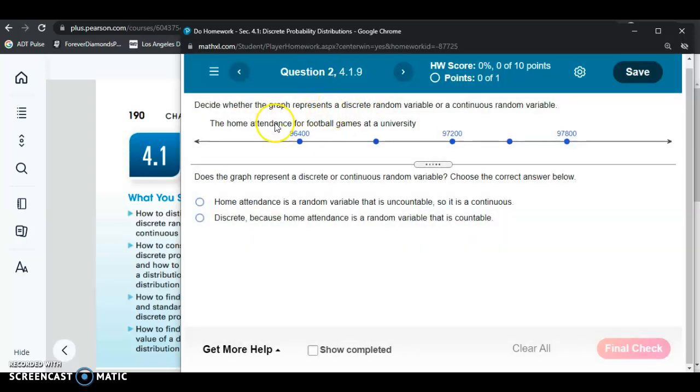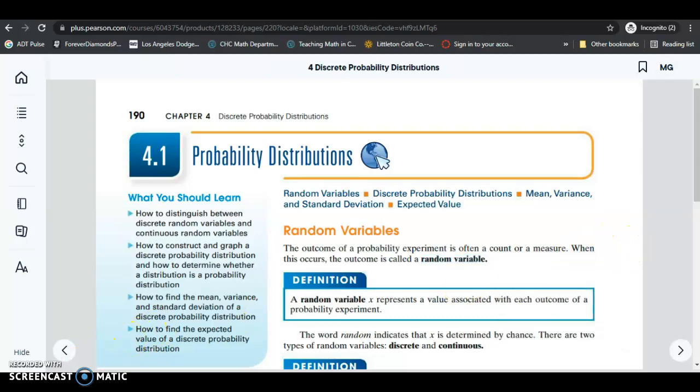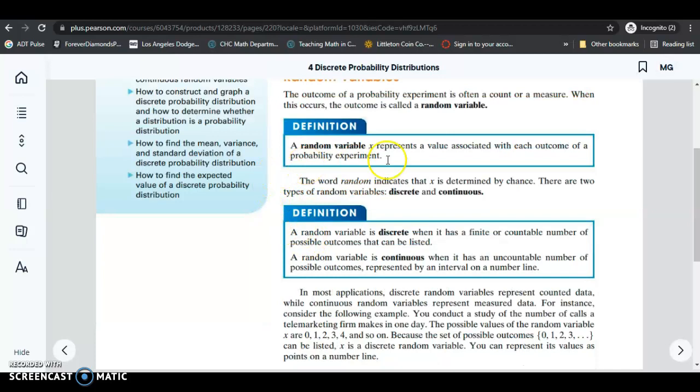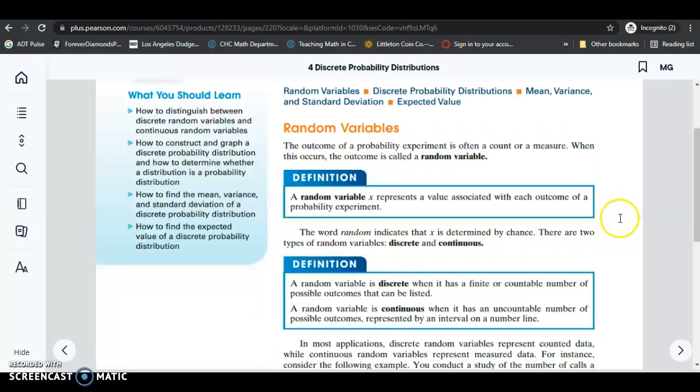Okay, and question 2 says, decide whether the graph represents a discrete random variable or a continuous random variable. So it's important to understand what these terms mean. What's a discrete random variable and what's a continuous random variable? So let's review these definitions in the book. In the middle of page 190, it gives the definitions of discrete and continuous random variables. So let's scroll back down to view the definitions.